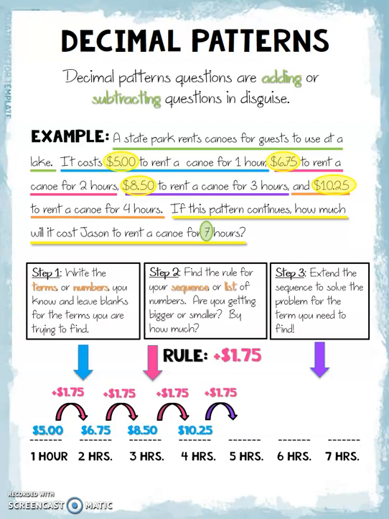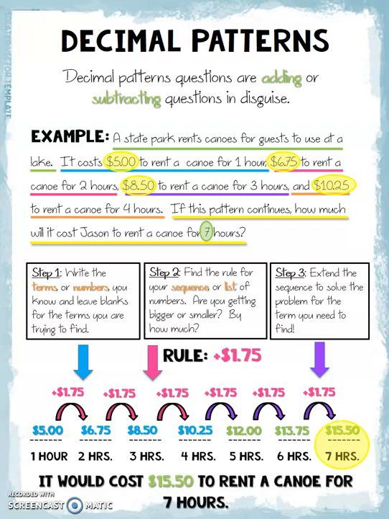So $10.25 plus $1.75 means that to rent a canoe for 5 hours, it will cost $12. And then if I add $1.75 again, to rent a canoe for 6 hours would cost $13.75. To add $1.75 again would get me my total of $15.50, which will be the cost that it would be to rent a canoe for 7 hours. So finally, we can answer the question by saying it would cost $15.50 to rent a canoe for 7 hours.